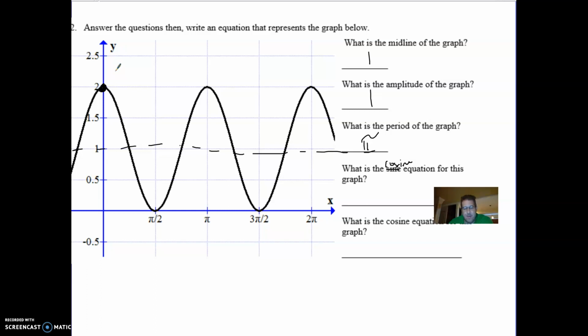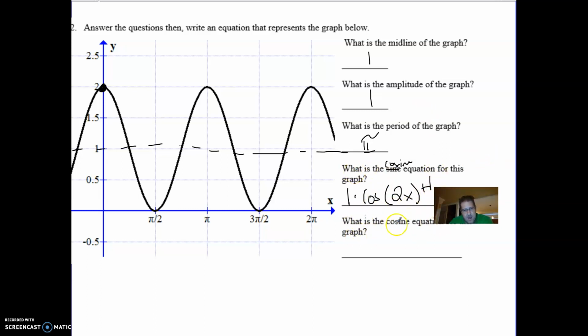If it starts at the midline, or whether it goes up or down doesn't really matter, it's going to be sine. So this is amplitude of 1 times cosine of, now the period was once again pi, so it completes 2 full rotations in x amount of time, and we add the midline. That's a +1 right there. What is the cosine equation for this graph?